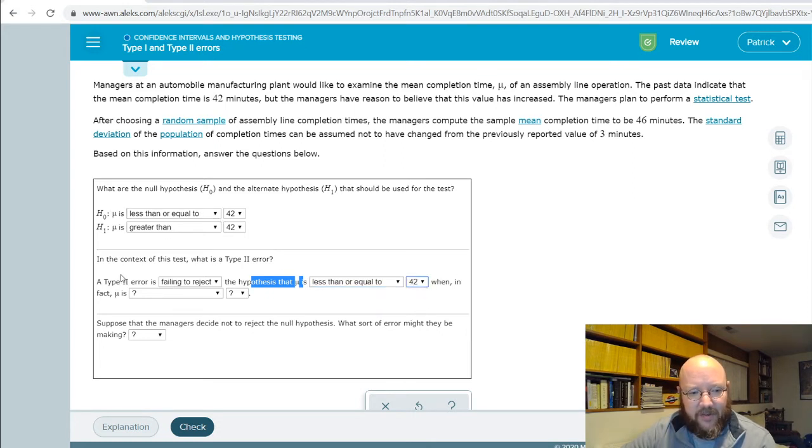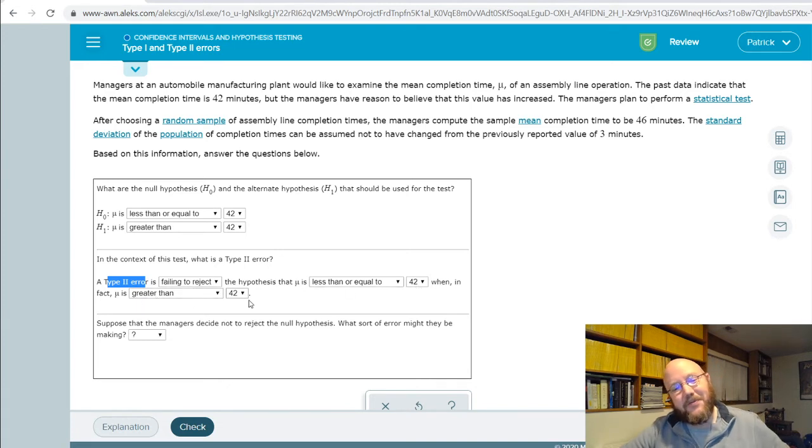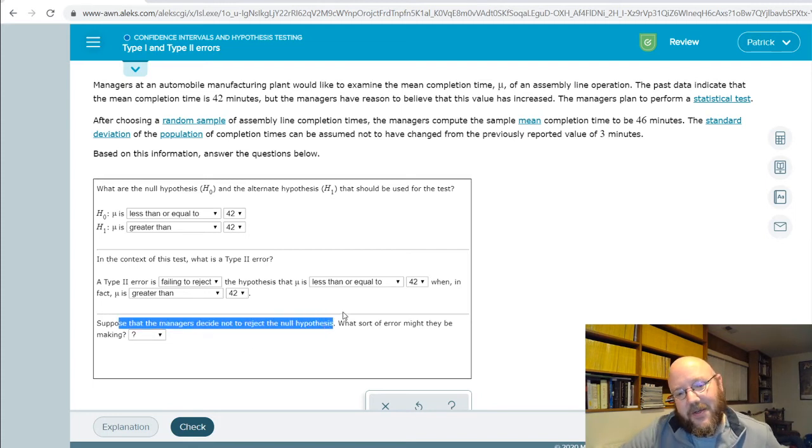42, when in fact mu is greater than 42, okay? So type two, remember, I tell you, you don't have cancer, but you do, right? That's when I keep the null hypothesis, I fail to reject it, but it actually is greater than 42. The alternate would be true in this case, all right? And suppose that managers did not reject the null hypothesis. Whenever I don't reject the null hypothesis, I always have the chance of committing a type two error, okay?